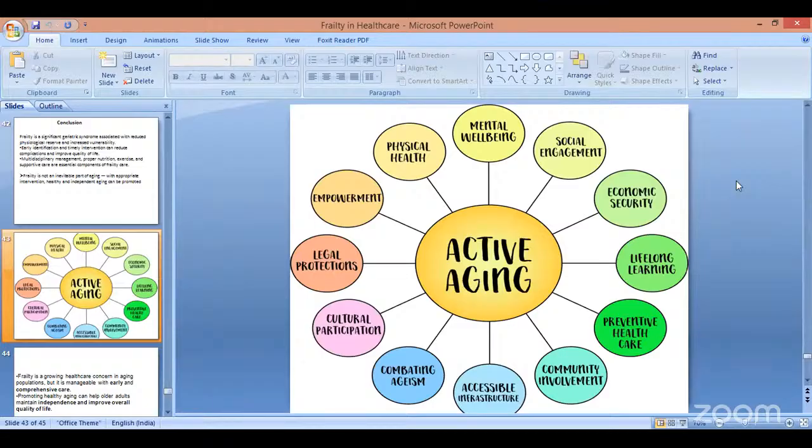So, what is active aging? The patient should have, first of all, mental well-being, social engagement, economic security, lifelong learning, preventive health care, community involvement, accessible infrastructure, combating ageism, cultural participation, legal protections, empowerment, and physical health. All these good points will make for active aging.